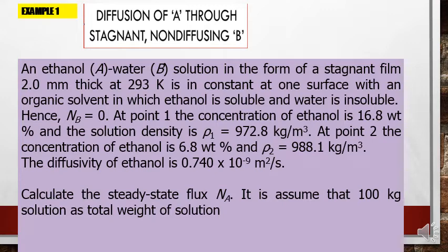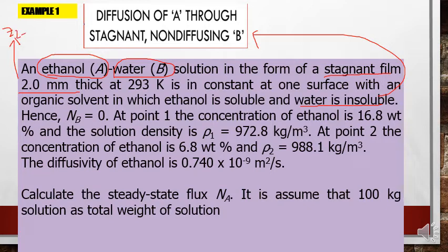Okay, so if you look at the question here, it shows that ethanol, which is considered as A, and water, which is considered as B, where in this case water is insoluble, which means that the non-diffusing here is B, which is water in this case, where it forms a stagnant film with the thickness of 2 meter. So here, which refers to the distance Z2 minus Z1, at 293 Kelvin.